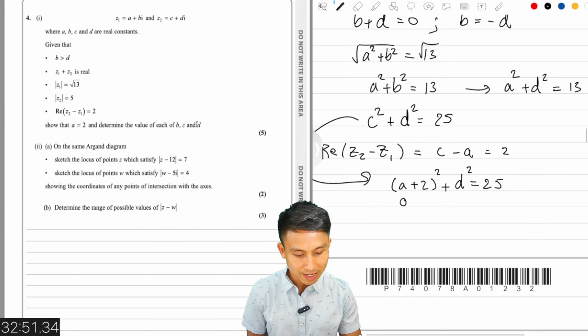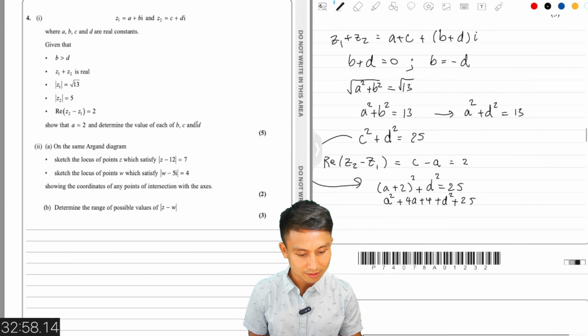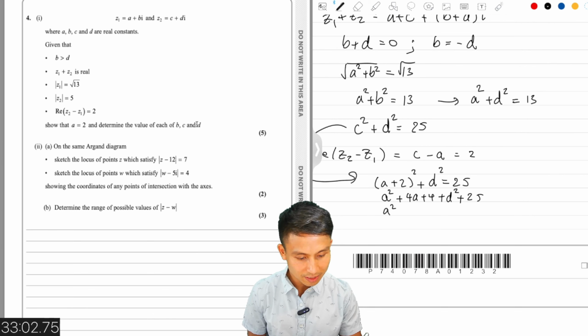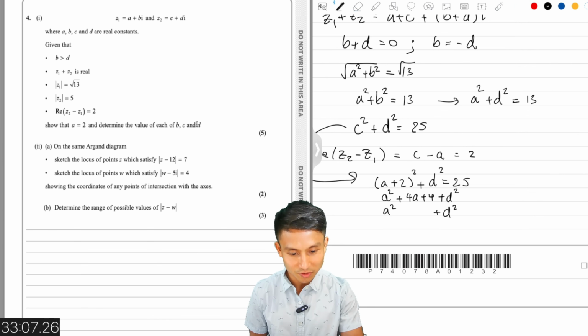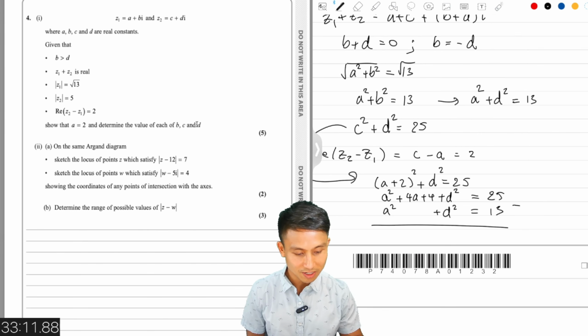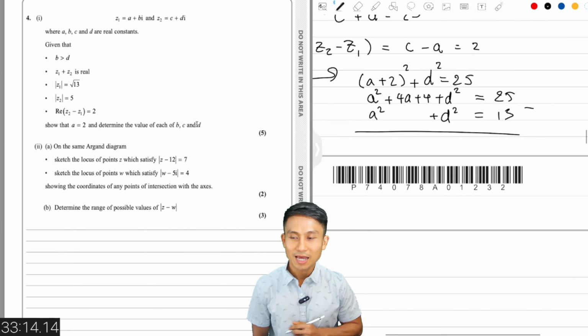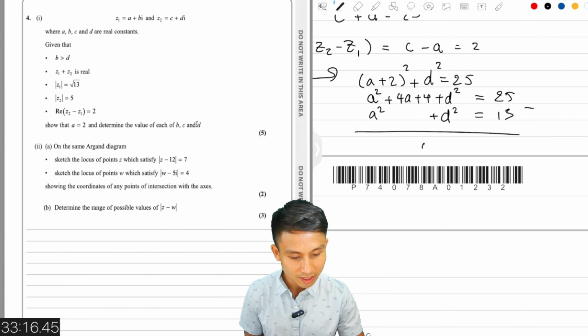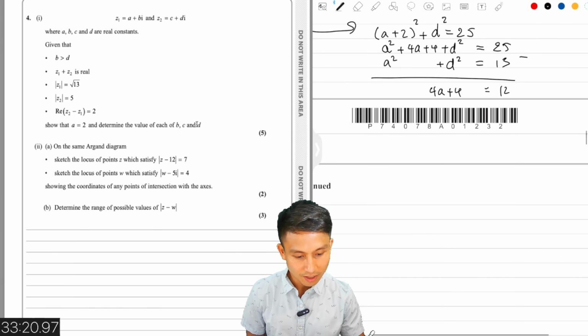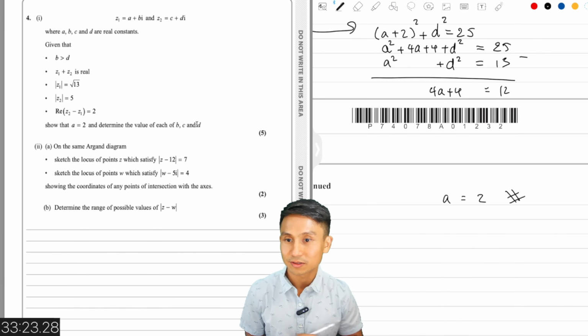So if we expand this, we get A squared plus 4A plus 4 plus D squared equals 25. You see that? And because we already have this, A squared plus D squared, I'm just going to write in column manner like this so that you can see what I'm doing here, equals 13. So if we subtract them, do you see? The A squared and the D squared will cancel. So we get 4A plus 4 equals 12. That means A equals 2 as required.